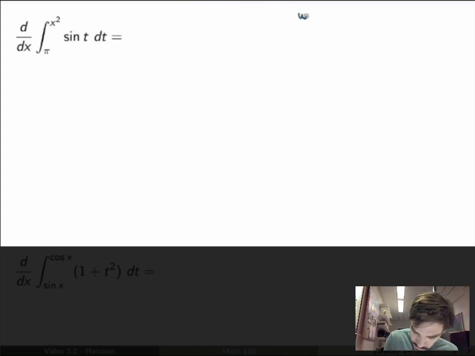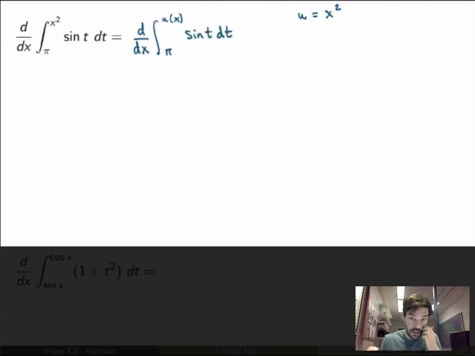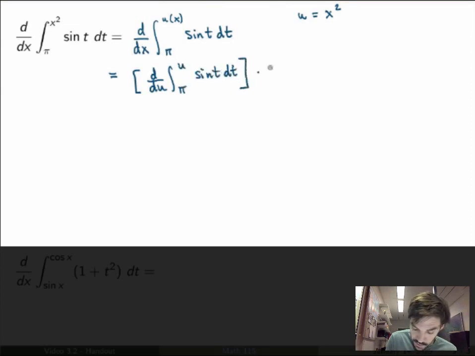So what I'll do is define the function u equal to x squared. To make it explicit, this becomes d dx of the integral between pi and u of x of sine of t dt. This is a function of a function, so I'm using the chain rule. First find the derivative of the outer function, so this is d du of the integral between pi and u of sine of t dt, times the derivative of the inner function, which is du dx. All right, and now I can use the FTC to evaluate the first part. Now this becomes, just by FTC, the function inside evaluated at u, sine of u.